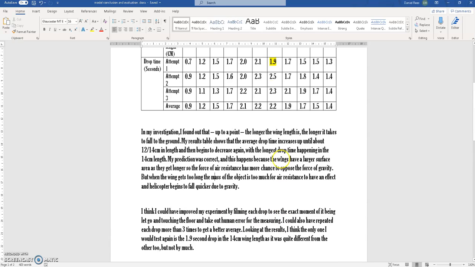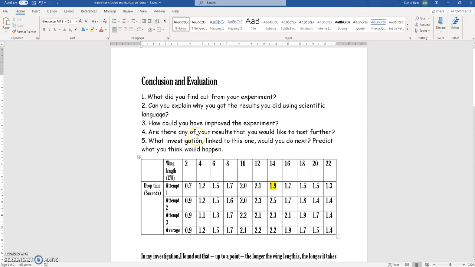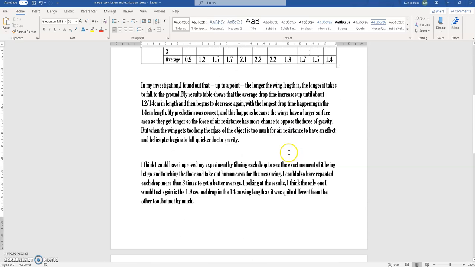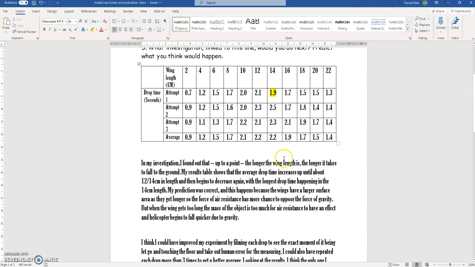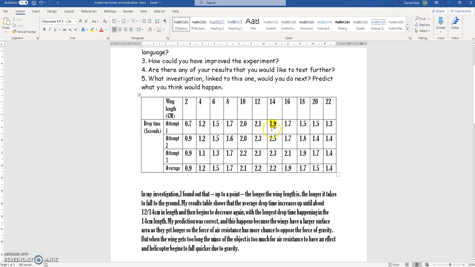Looking at the results though, so now I'm answering question 4. Are there any results I'd like to test further? I'd probably want to do this one again, just because I've got a 2.5 and a 2.3. I would maybe expect all of them to be above 2, but maybe even. And then that might actually mean that if this was 2.0 or 2.1, it would bring this average up a bit. So that average might be 2.3 or more. And so that would be the optimal wing length, 14, rather than just 12 or 14.